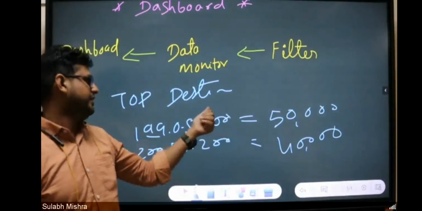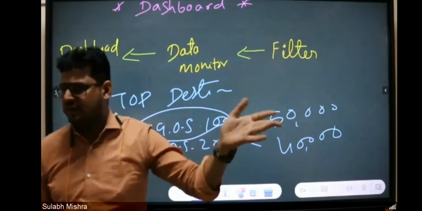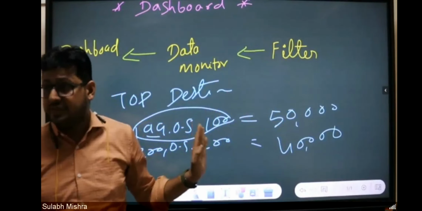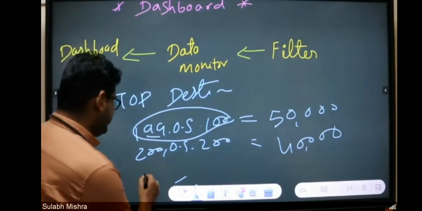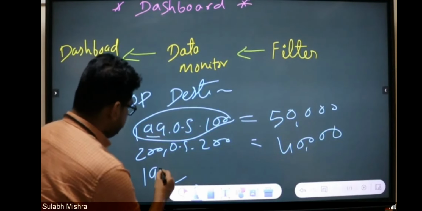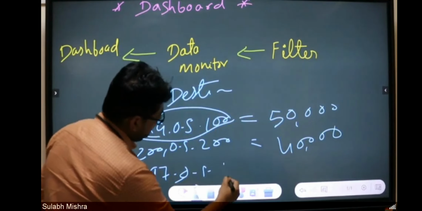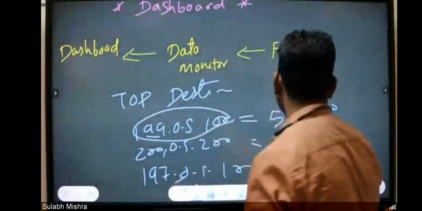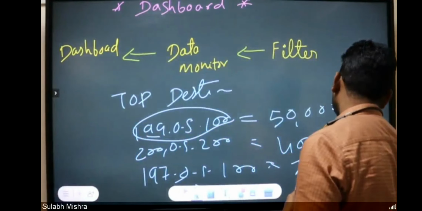I investigated already. This IP is some Amazon IP or something. I already investigated and it's fine, right? When I was seeing, I saw for the first time there is another IP, 197.0.5.100, and the connection count is around 35,000.